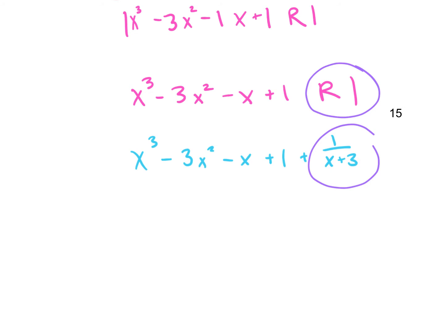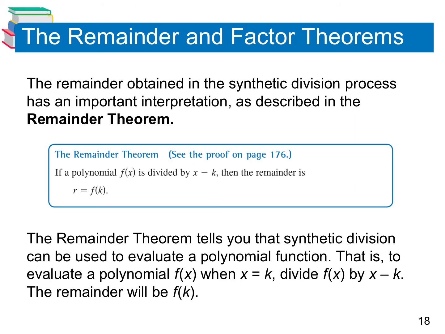So it's good to know that that's just another way of writing the remainder. You just write whatever number you found as your remainder over what you divided into it. All right, so next we have the remainder and factor theorems. First, we're going to look at the remainder theorem.